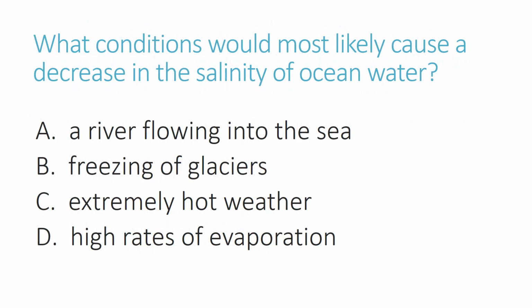What conditions would most likely cause a decrease in the salinity of ocean water? Please pause the video and pick the best answer. A river flowing into the sea is the correct answer.